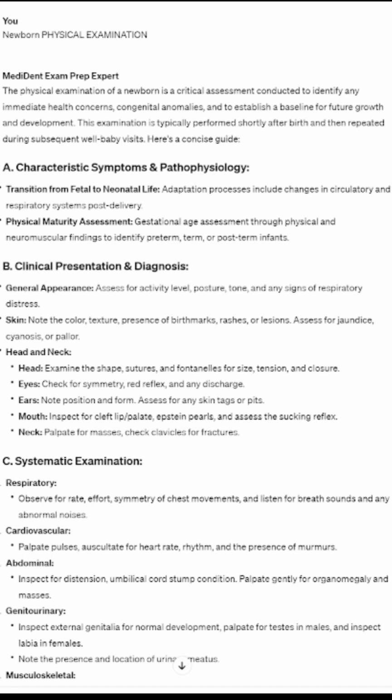Head and neck. Examine the shape, sutures, and fontanelles for size, tension, and closure. Eyes. Check for symmetry, red reflex, and any discharge. Ears. Note position and form. Assess for any skin tags or pits. Mouth. Inspect for cleft lip and palate, Epstein pearls, and assess the sucking reflex. Neck. Palpate for masses. Check clavicles for fractures.